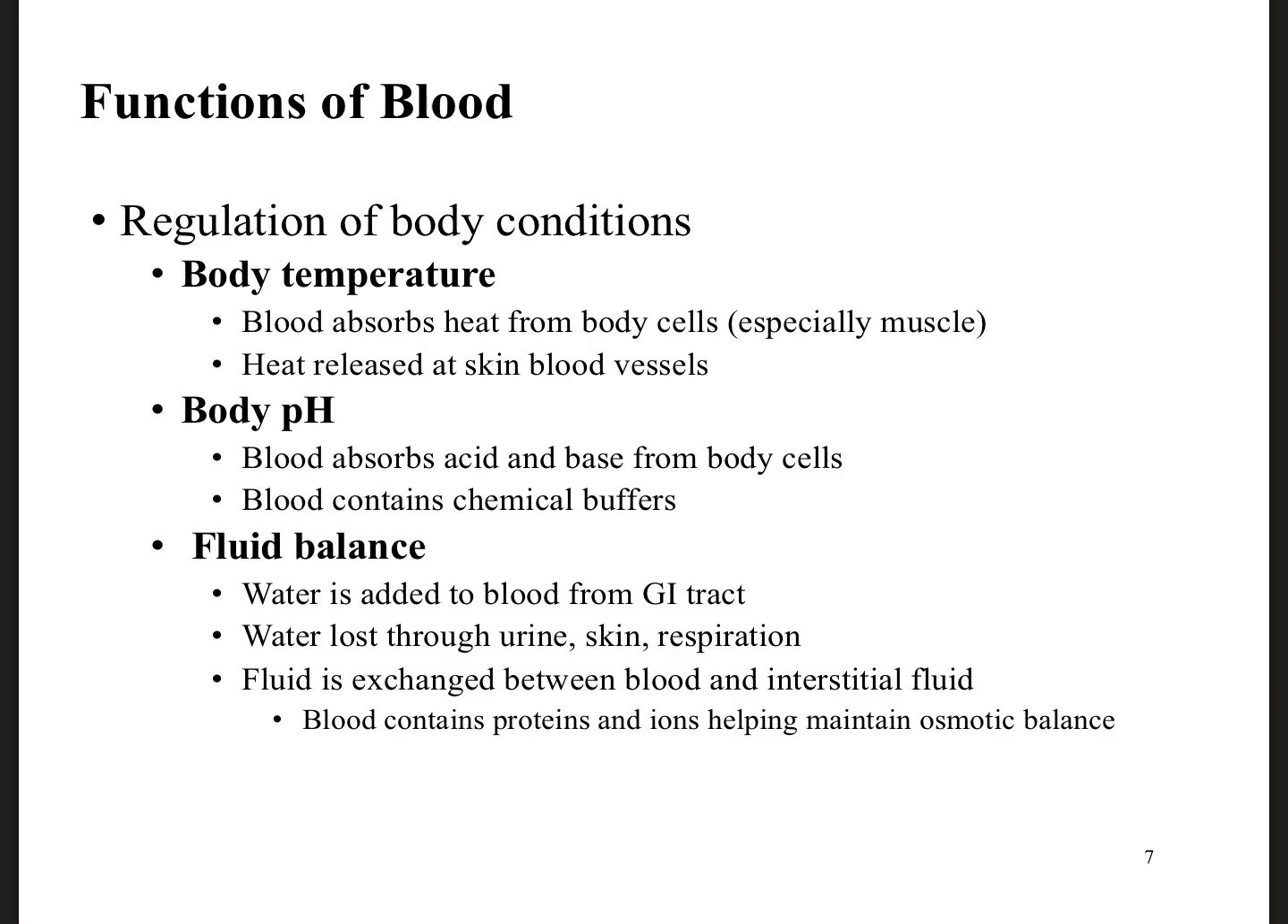Blood also helps regulate your body pH. So the pH of the blood is about 7.35 to 7.45. Okay?